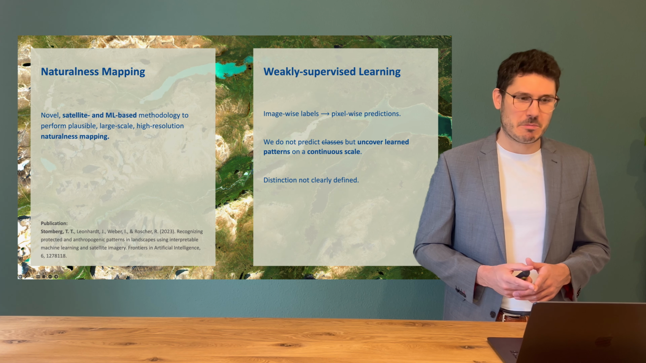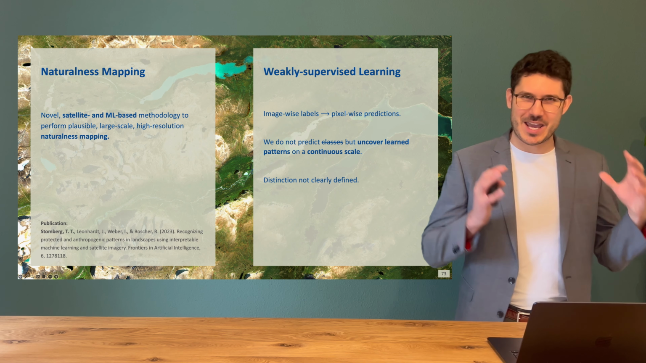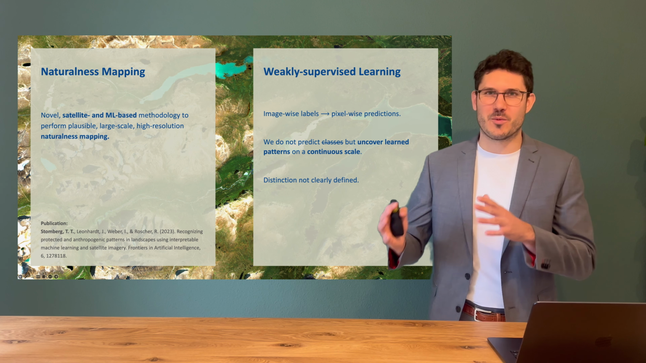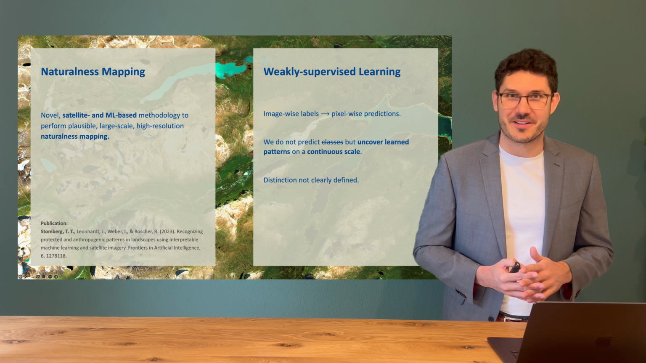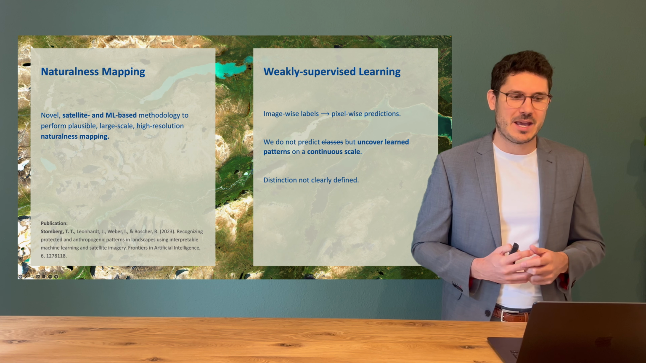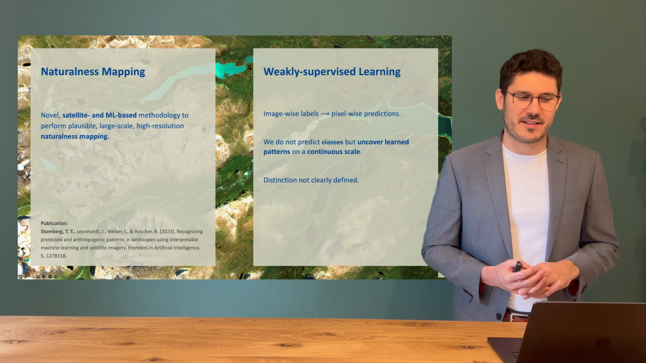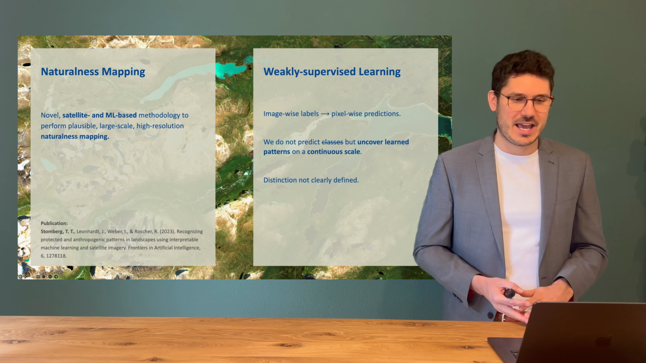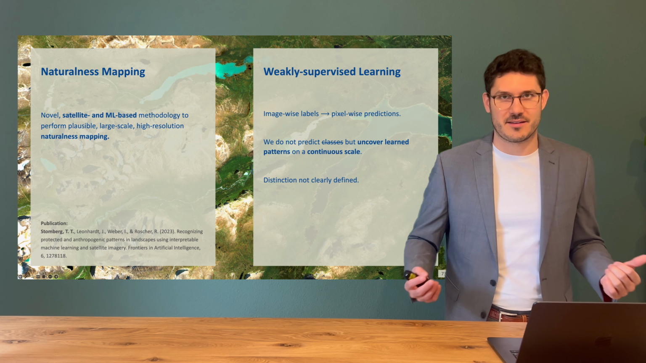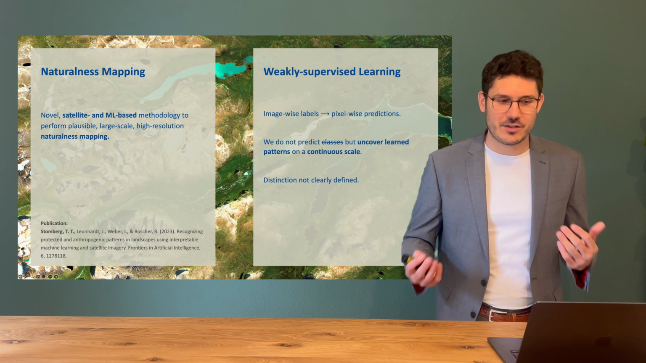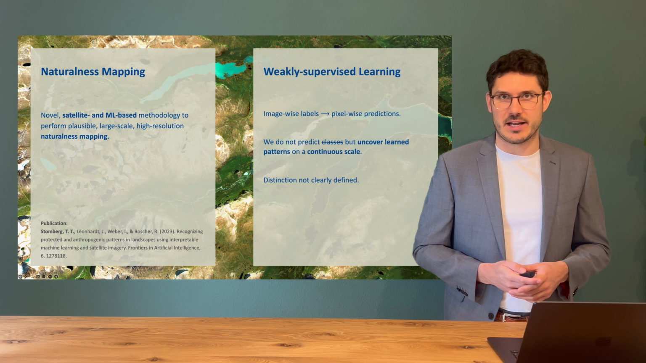You might have wondered, this sounds a bit like weakly supervised learning. So we start with image-wise labels and we end with pixel-wise predictions. And yes, true, that's a huge similarity. But there's also a difference compared to weakly supervised learning, and that is that we do not predict classes, but we uncover the learned patterns of the model on a continuous scale. However, this distinction between our approach and weakly supervised learning is not clearly defined.